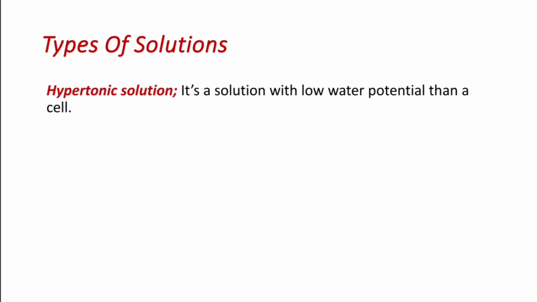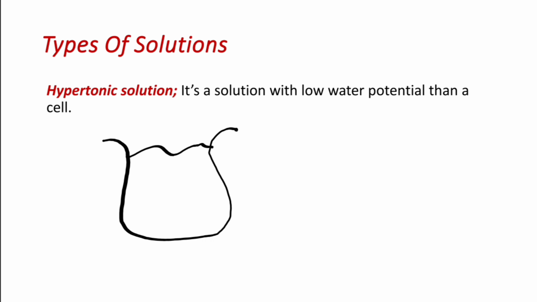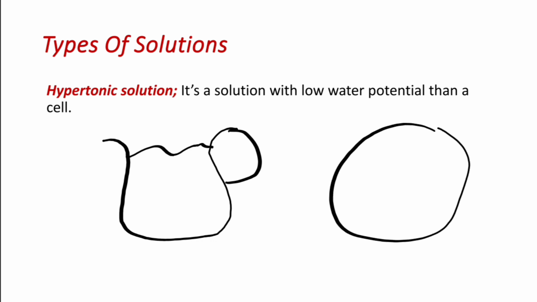What is this solution? So hypertonic solution, it's a solution with lower water potential than a cell. So it has got low water potential when you compare it to a cell. So in this case, what we mean is this. Imagine this is a solution. By the way, a solution is made up of a solute and a solvent. So imagine this is our cup, and then this is a cell, which is an animal cell. In this cup there are water molecules. Let me draw the water molecules. So these are the water molecules, three water molecules.